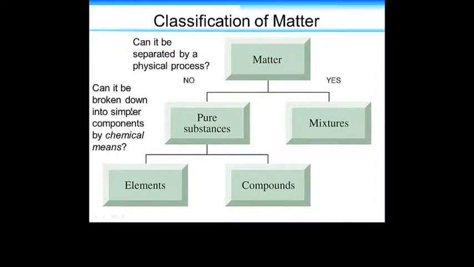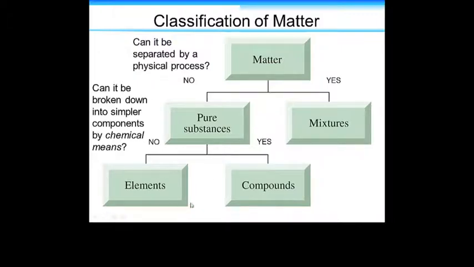If it could be broken down further into even simpler components, essentially what we're getting at is, if it's a compound, can we actually break up that compound into elements? For example, sodium chloride is a compound. It cannot be separated by any physical means. That's why we're down this portion of the tree. But you can separate sodium chloride using chemical means into the individual elements.